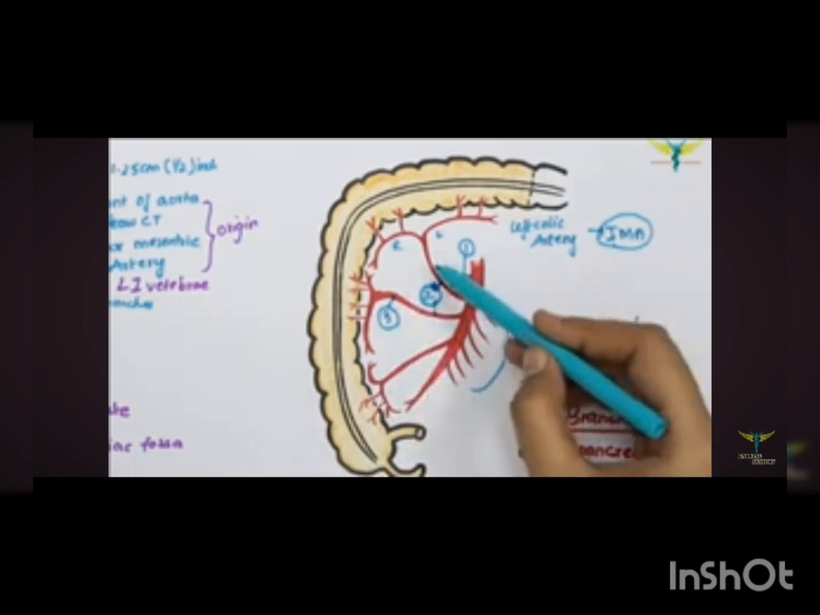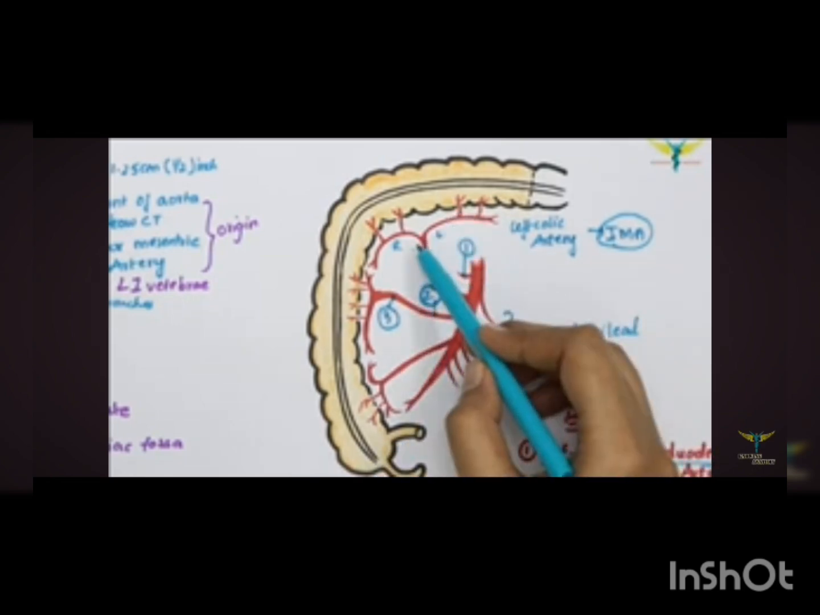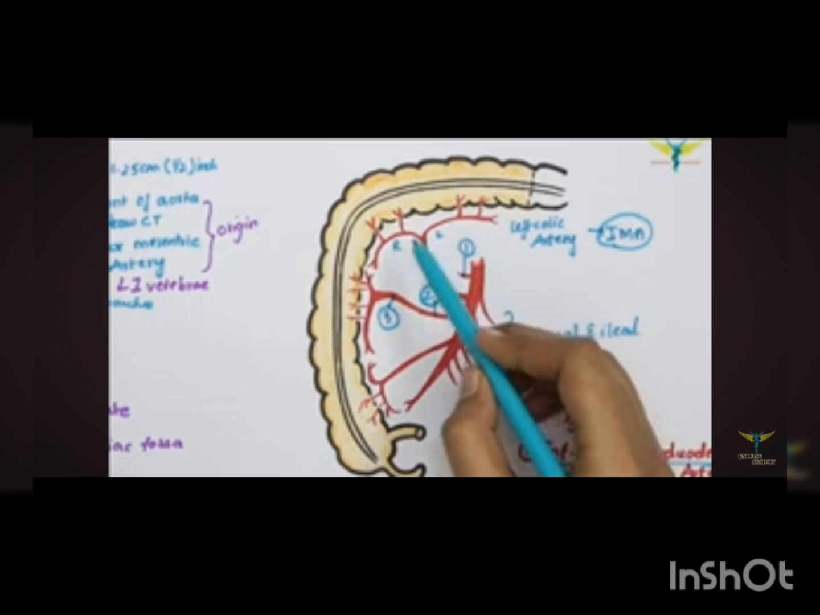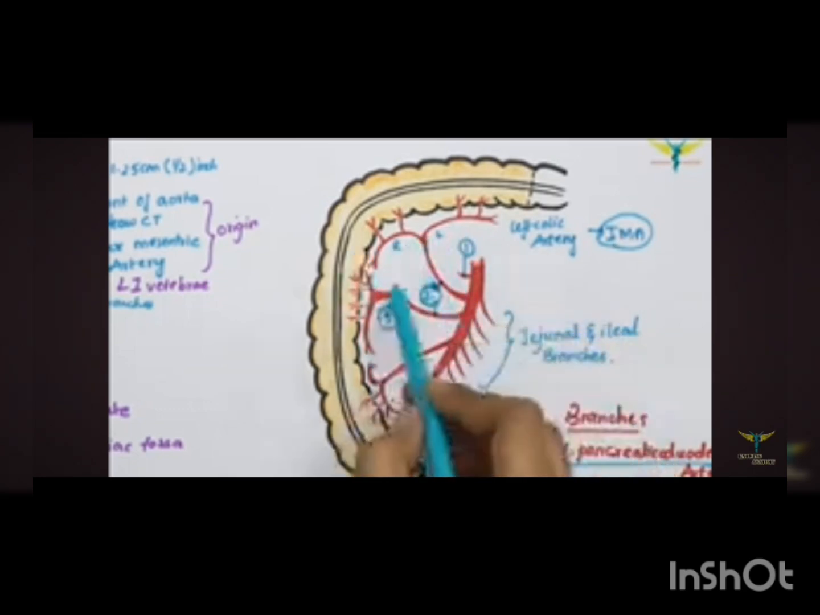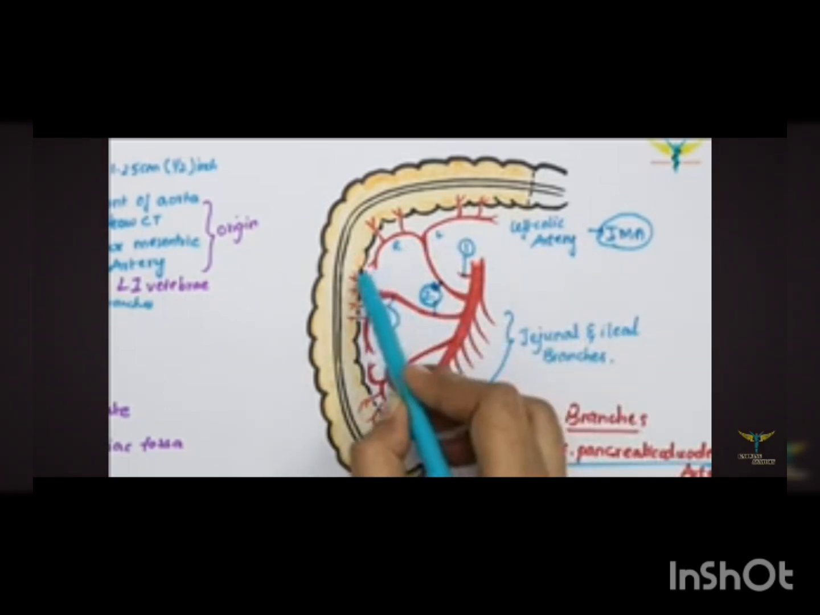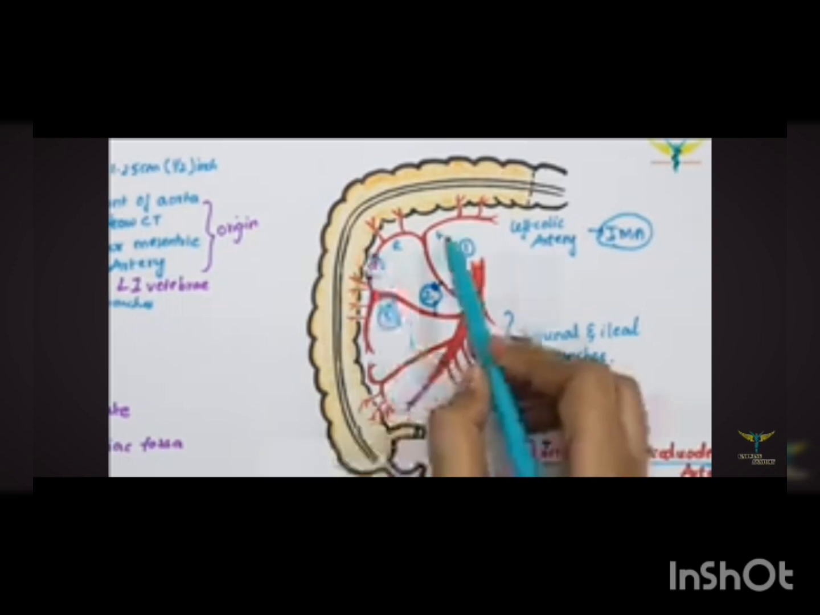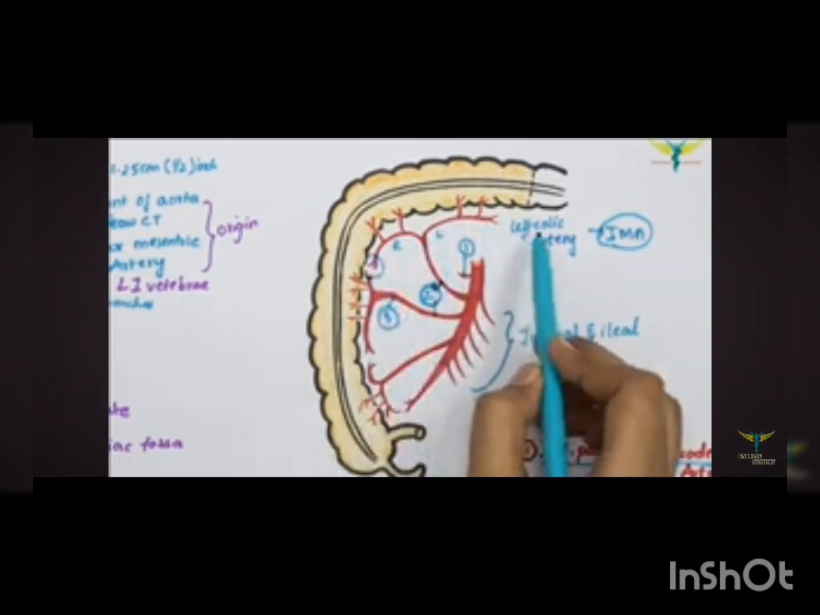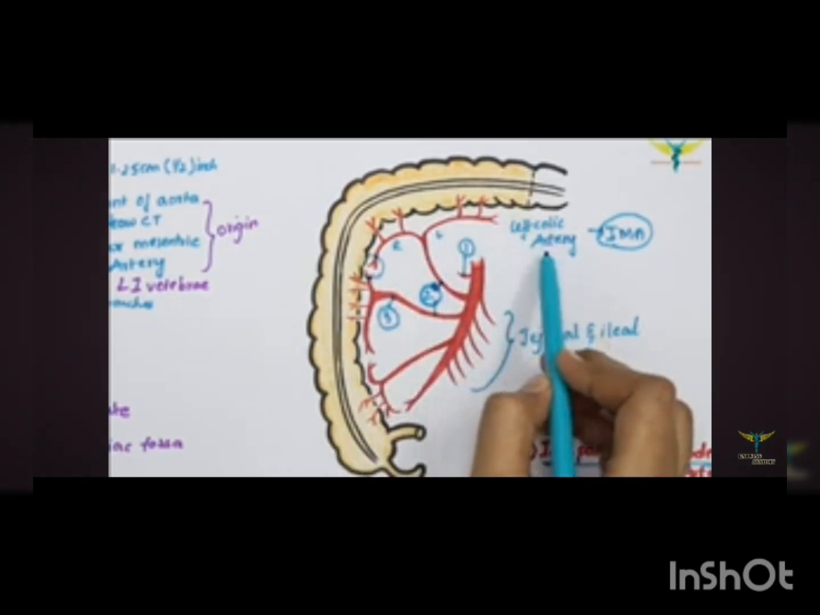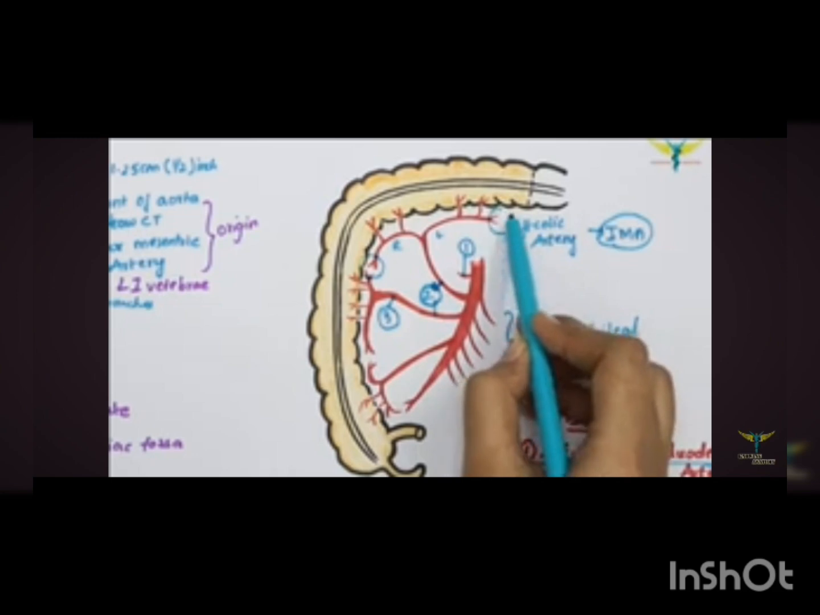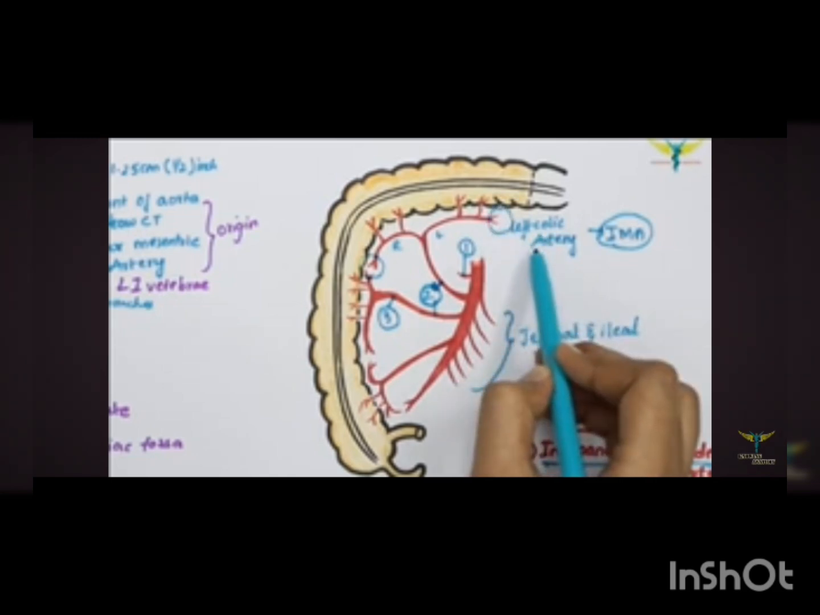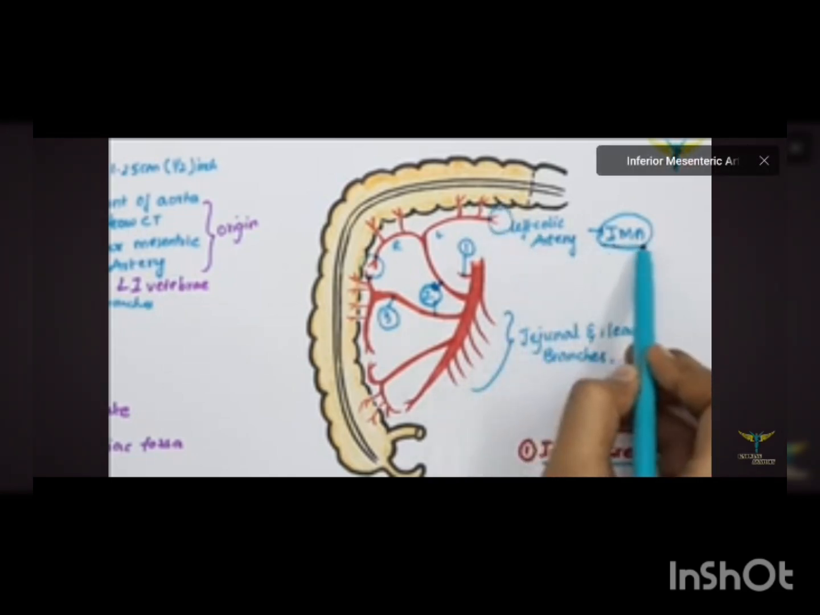It arises below the pancreas and it divides into the right and left branches. The right branch anastomoses with the ascending branch of the right colic artery, that is here, and the left branch anastomoses with the ascending branch of the left colic artery, that means here, and this left colic artery is the branch of the inferior mesenteric artery.